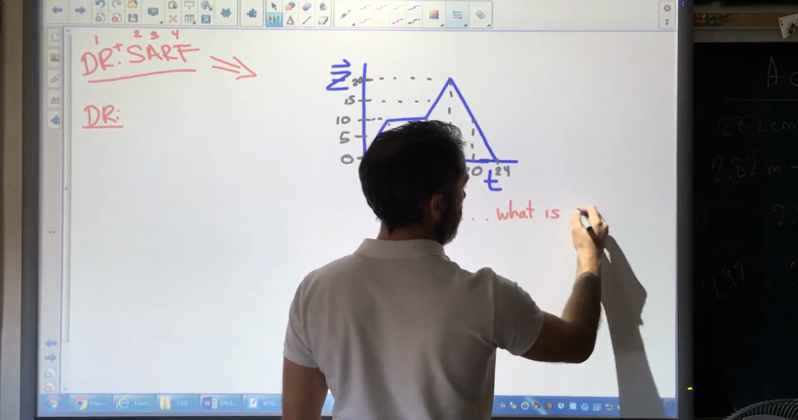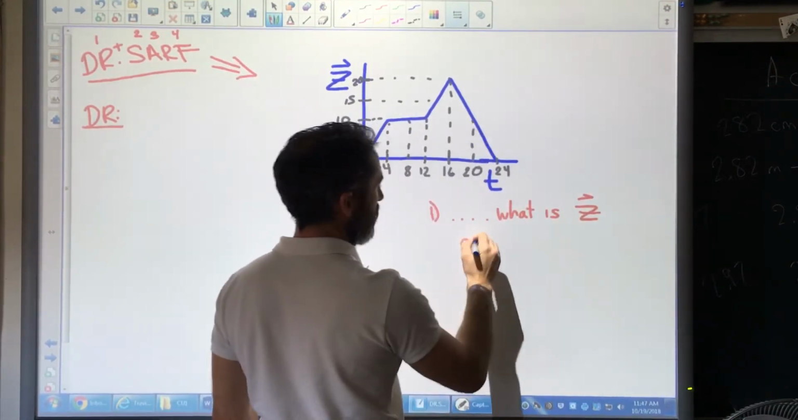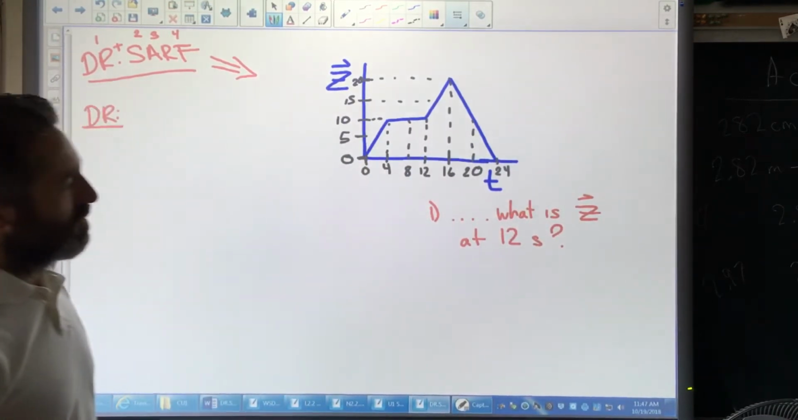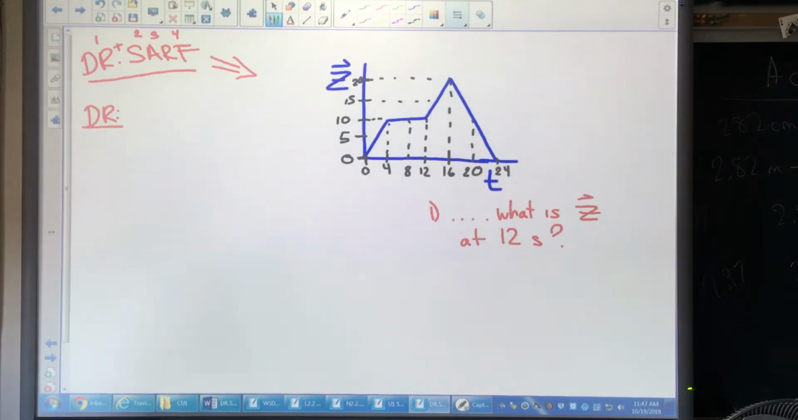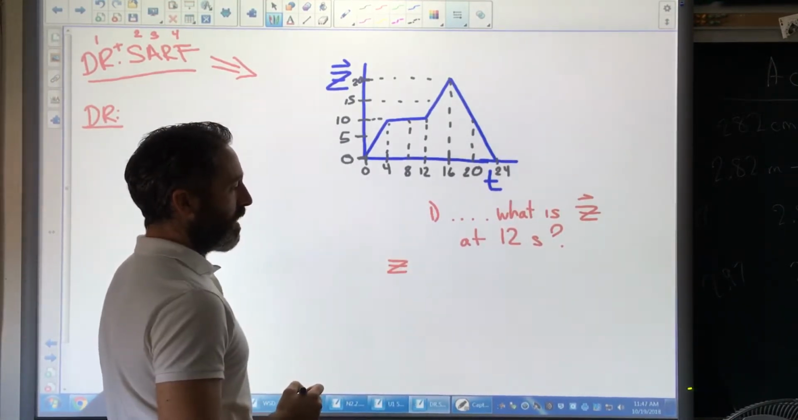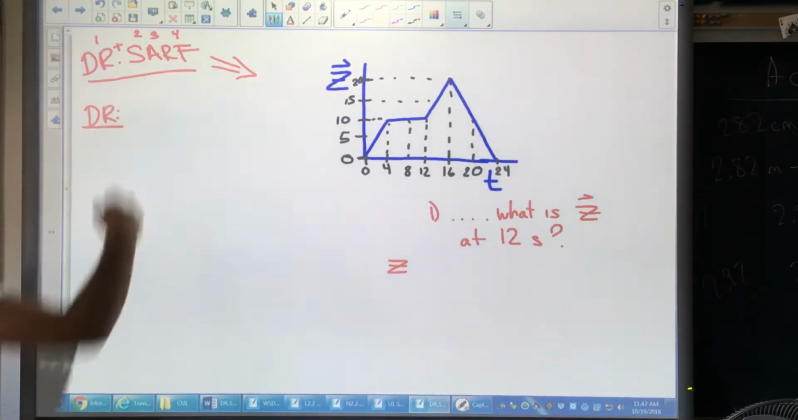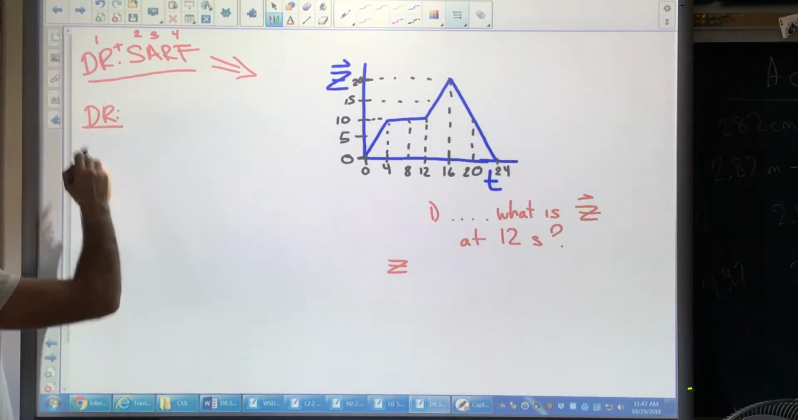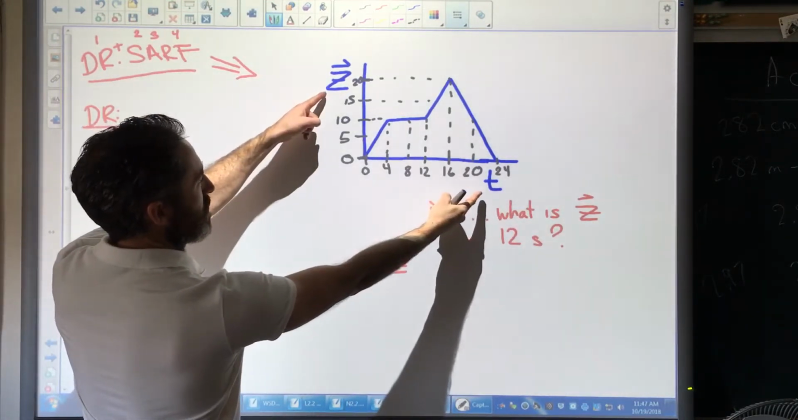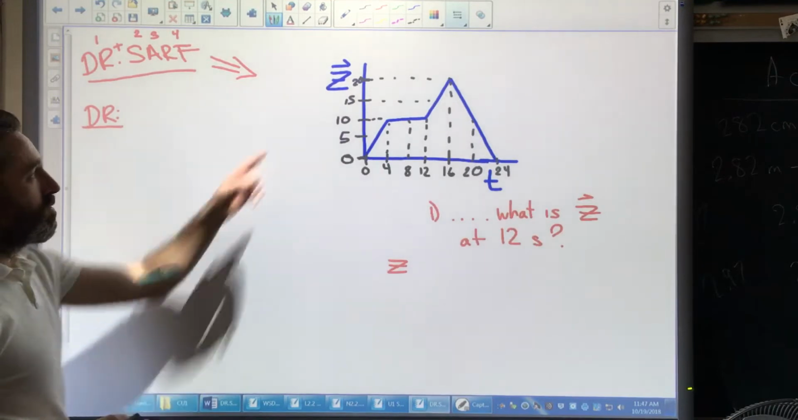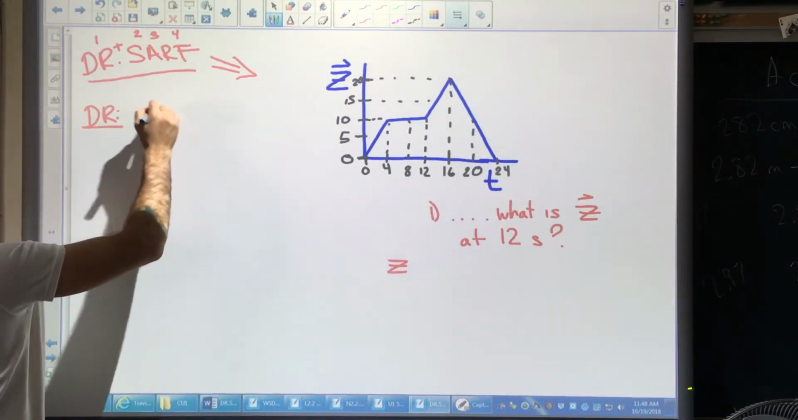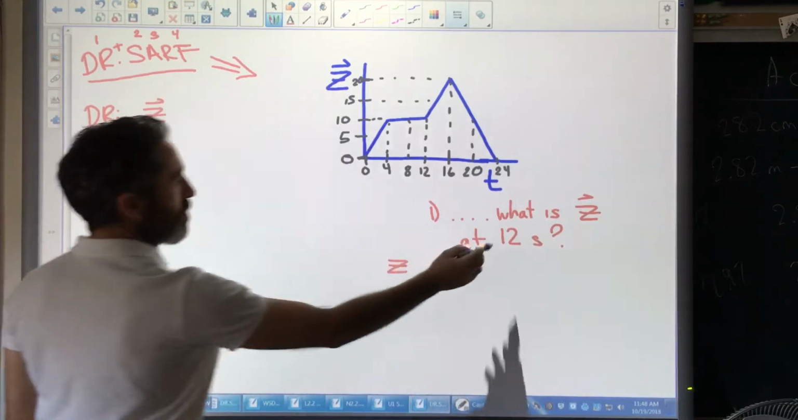what is Z at 12 seconds? Well, you say, what do I want? Oh, I want Z. How do I get it from the graph? Well, plug in Dr. SARF. Let's see. The first thing we try is direct read. Do we directly see Z on the axes? Oh, as it turns out, we do. There it is. And so, you can directly read Z at 12 seconds.